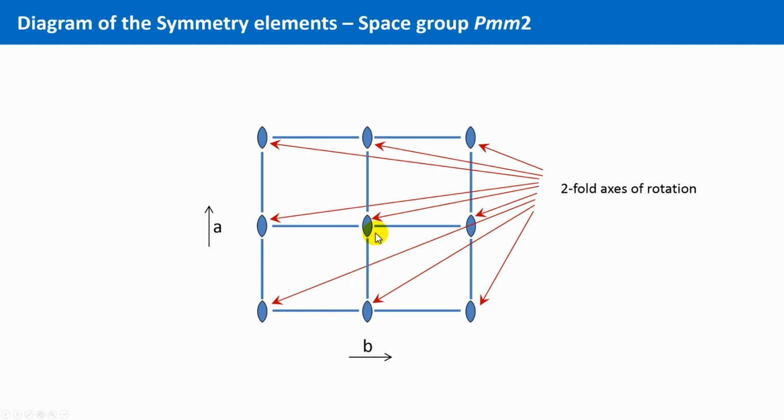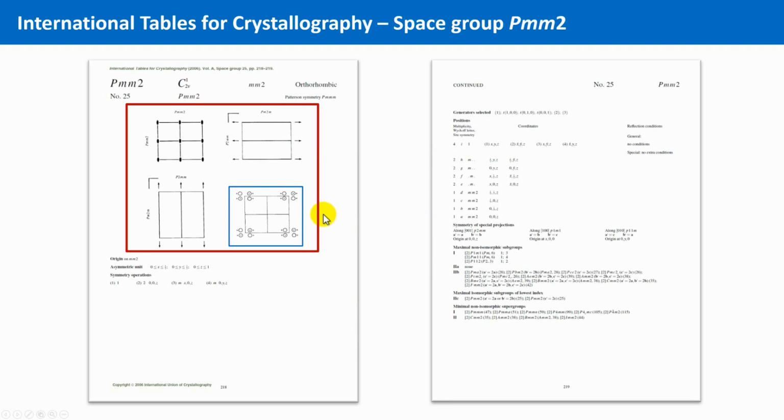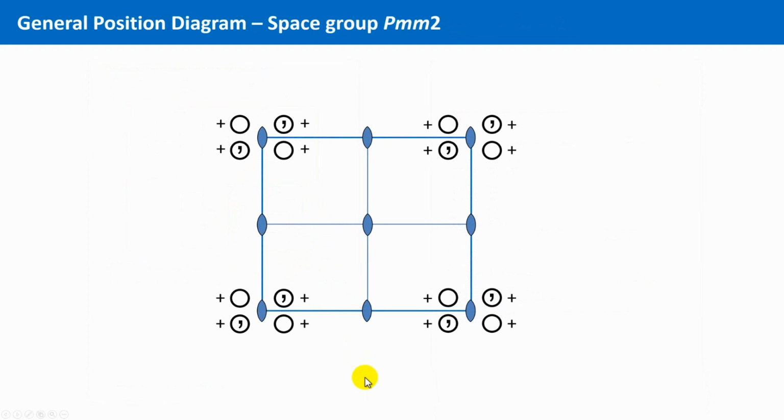Good. So what do we have else? Yes, this general position diagram. This is how it looks. At first sight, it seems to be a bit complicated and confusing, but it is not. I will show you how we can generate this pattern with the help of the symmetry operations of the space group.